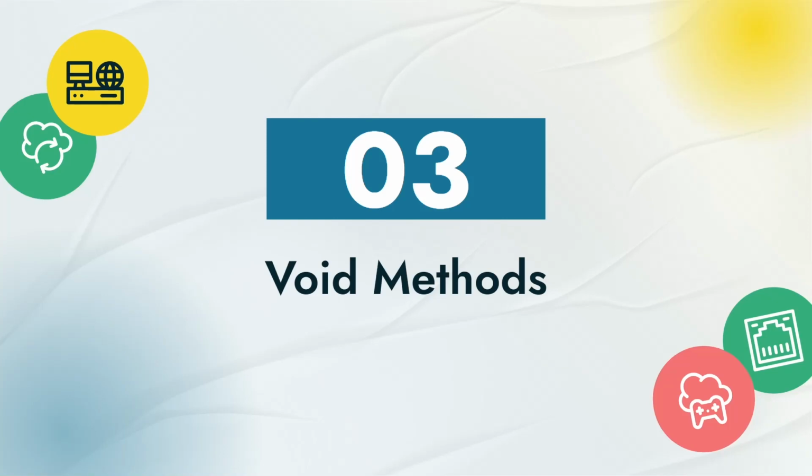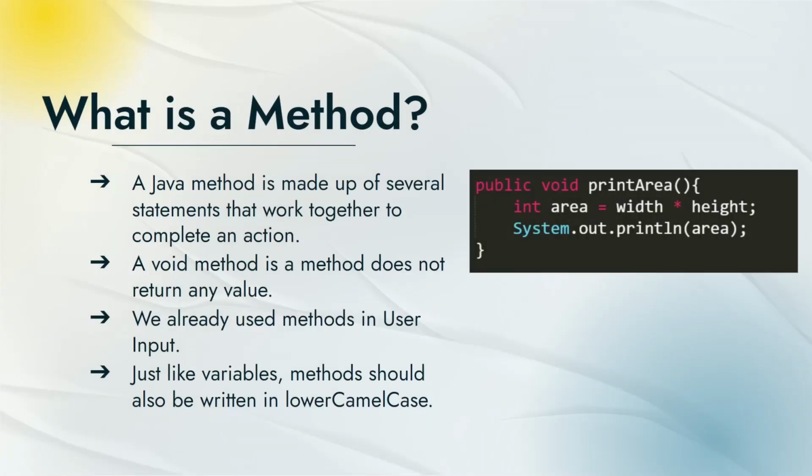So the next thing we'll be looking at is methods. More specifically, the first type of method we will be looking at is void methods. So what is a method? A Java method is made up of several statements that work together to complete an action. That's like the official book definition.